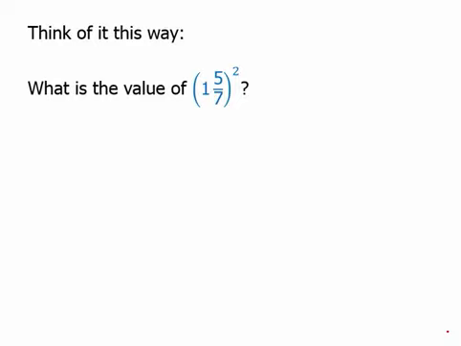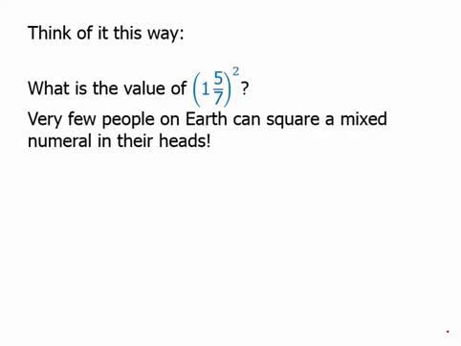Now you see, if you think about that in terms of mixed numerals, first of all, very few people on earth could square a mixed numeral in their head correctly. And most people, if they tried to do it, would do something like square the 1 and square the 5/7 and add those together. In other words, almost anything that they would try would be wrong. And so it's an invitation to make thousands of mistakes because it's almost impossible to do it correctly.